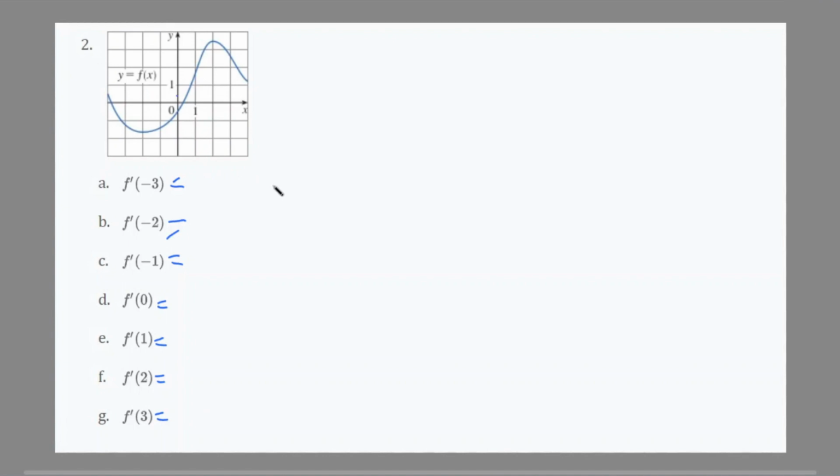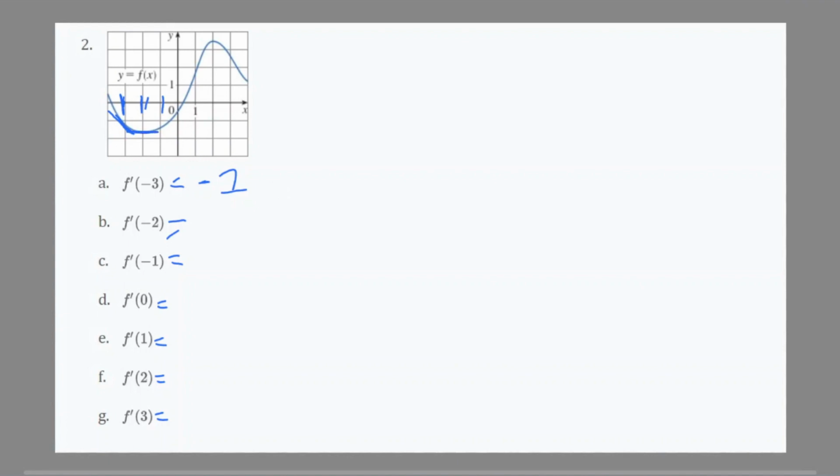Alright, so we can see number 2 is giving us a graph of f(x), and we have to find f prime. So basically we have to find the slope of the tangent line at that given x value. So let's take a look at f prime of -3. -3 would be right over here. We can see the tangent line is decreasing, so it's definitely a negative number. We could probably estimate it to be -1.